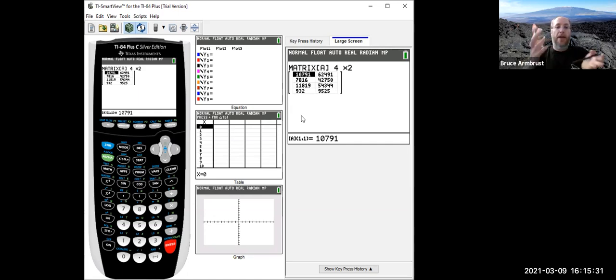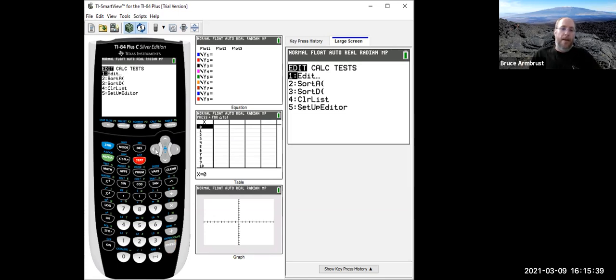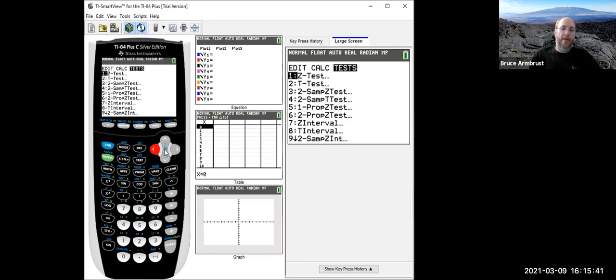All right, so there's our matrix. There's our information in there as a matrix. So now what we're going to do is go to stat. Again, we're going to go over to test. And this time we're going to use the one that's just chi-squared test. Before we were using chi-square goodness of fit. This time we're going to use the chi-square test.